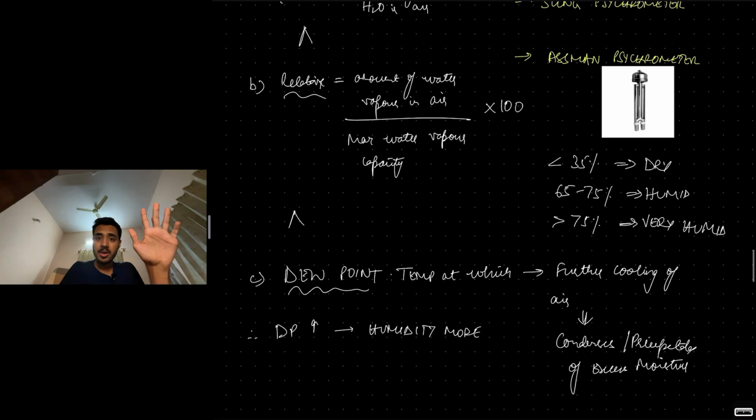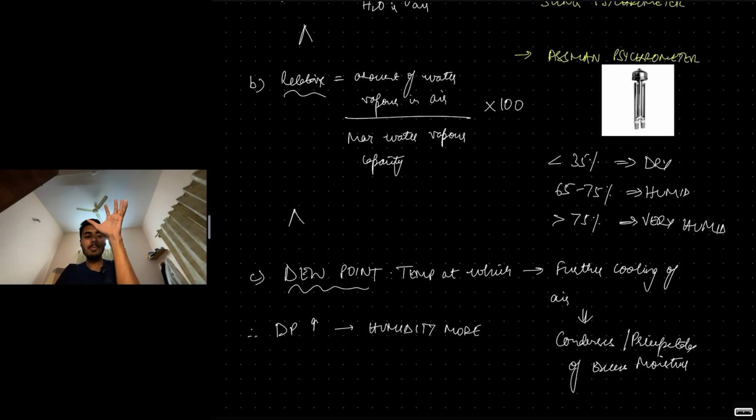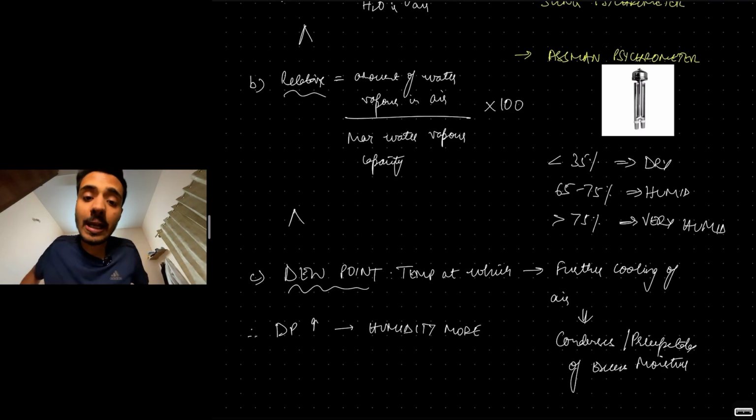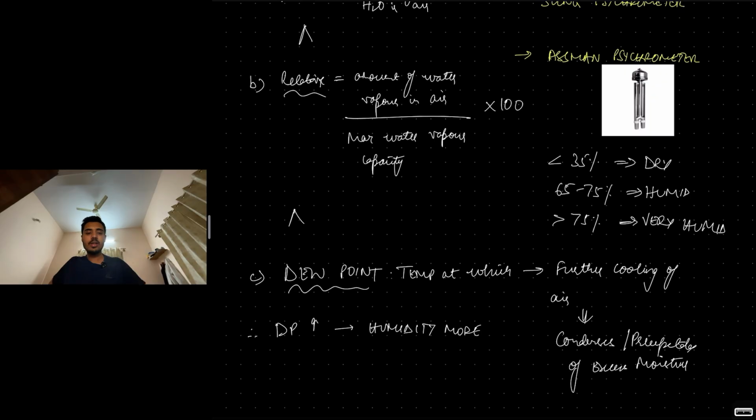Relative humidity, much better. It is the amount of water vapor in the air divided by the maximum water vapor capacity of that same air into 100. Less than 35% is dry, 65 to 75% humid, more than 75% very humid. This is relative humidity.